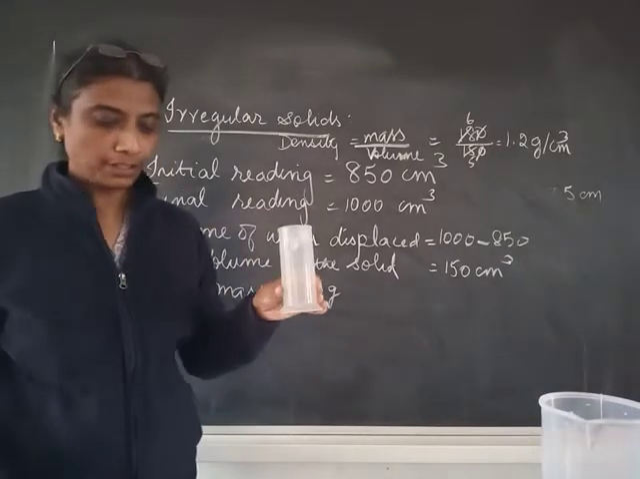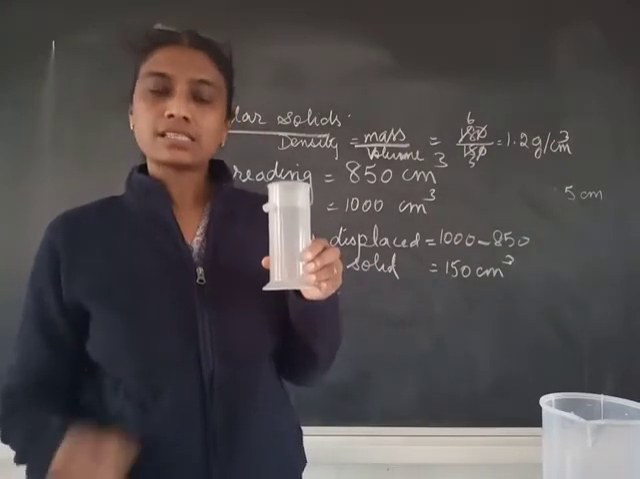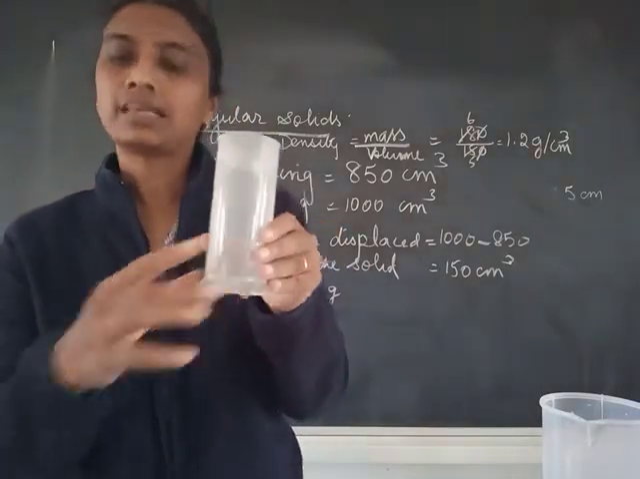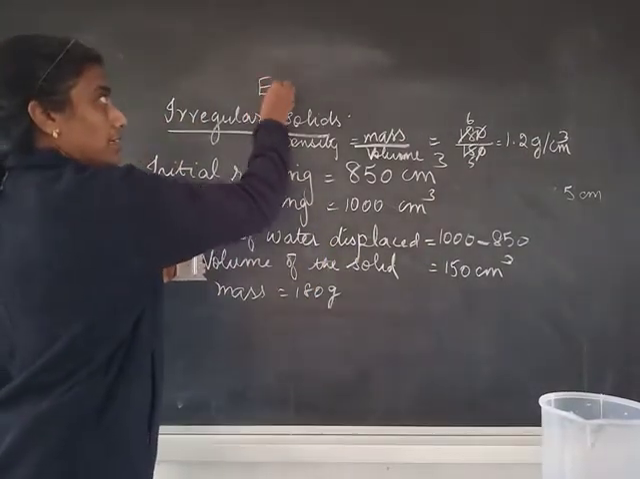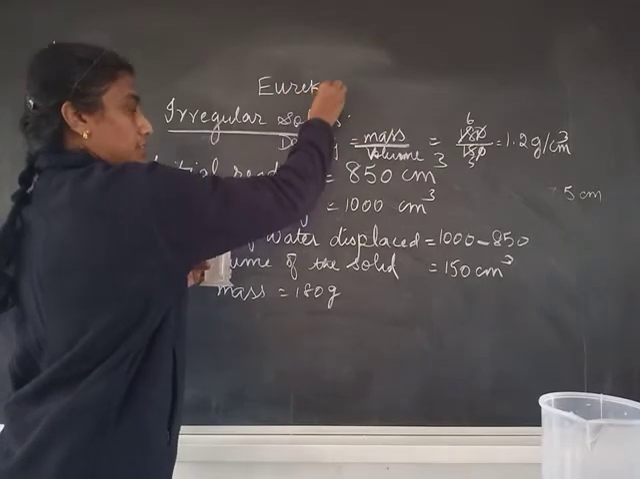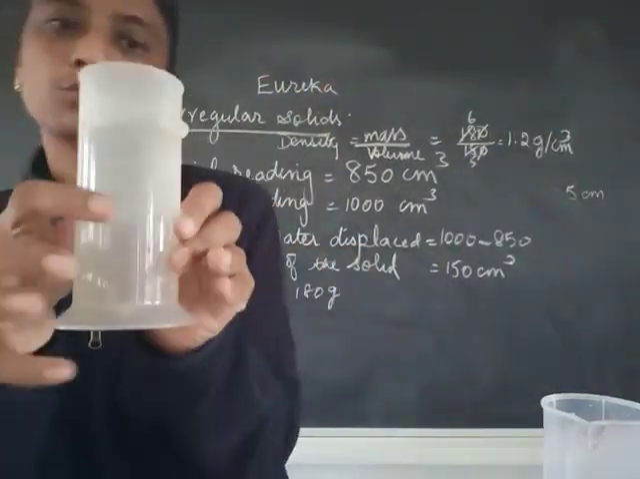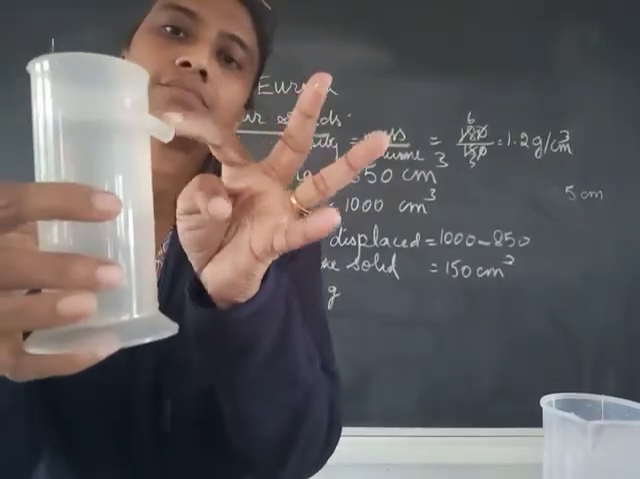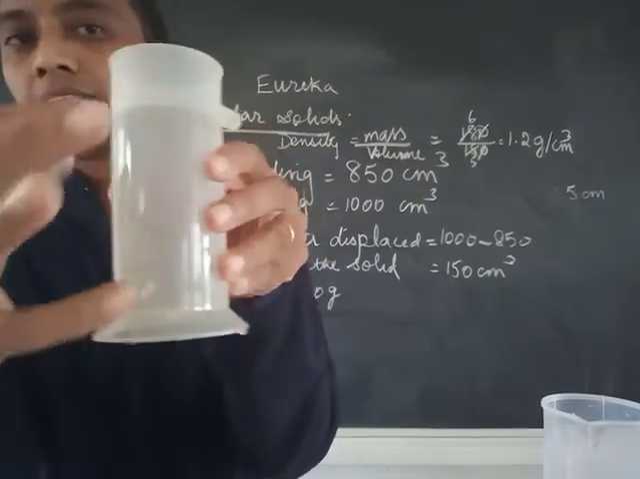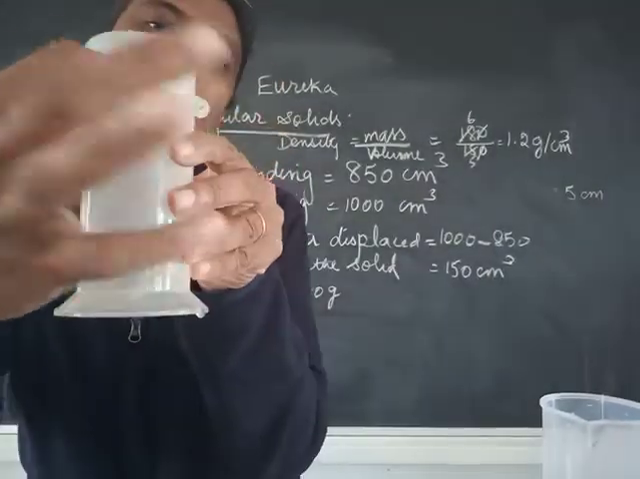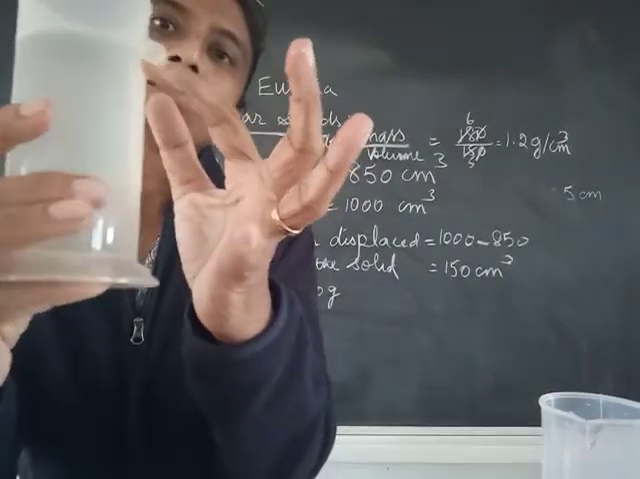This is another way of finding the volume of irregular bodies. This is called a Eureka can. If you see, this has a spout. Spout means from where water can drop. So initially I will take water till this one. Now the water is not falling, so I've taken water till the tip.